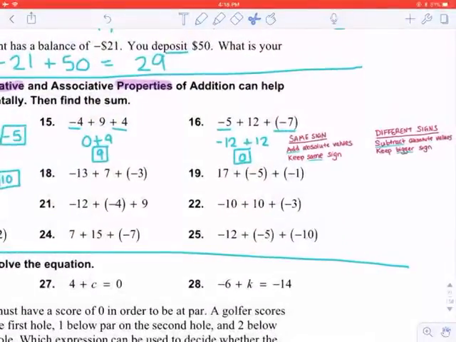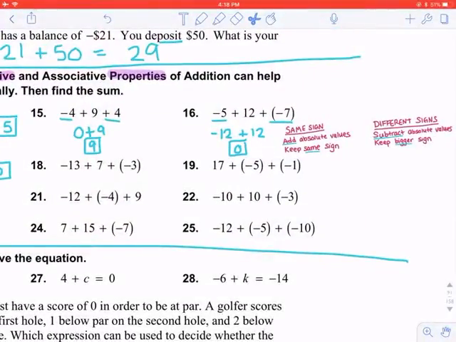So on problem 18, I would start by adding my two negatives. They're same signs, so you add them up and you keep the same sign. 13 plus 3 is 16. Keep the same sign, that's -16. Plus 7. Now these are different signs, so I need to subtract. 16 minus 7 is 9. Keep the sign of the bigger number, that's negative. The 16 is bigger than the 7, so -9.